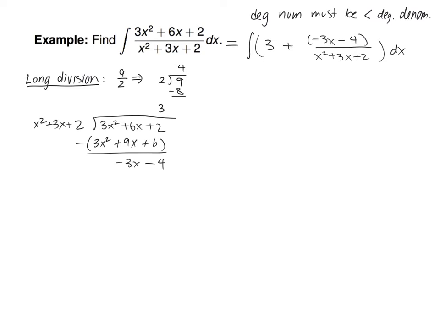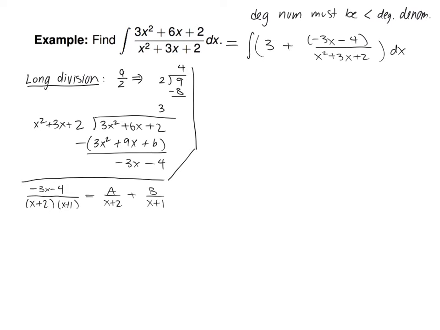Exactly. So the 3 you can integrate and it's just 3x, right? That's easy enough. But the second piece we have to do partial fractions on. Okay? So let's do partial fractions on that bit. So negative 3x minus 4 over, I think that factors into x plus 2, x plus 1. So you'll have A over x plus 2 plus B over x plus 1.